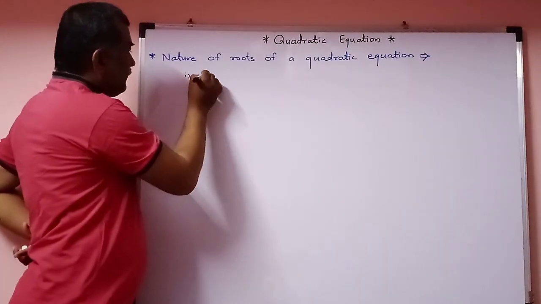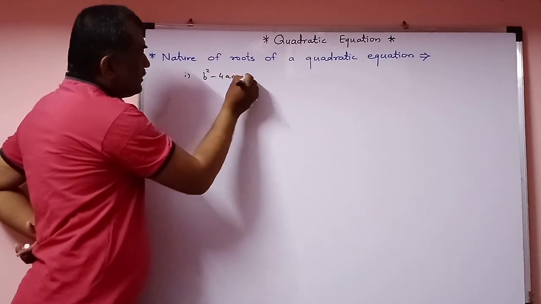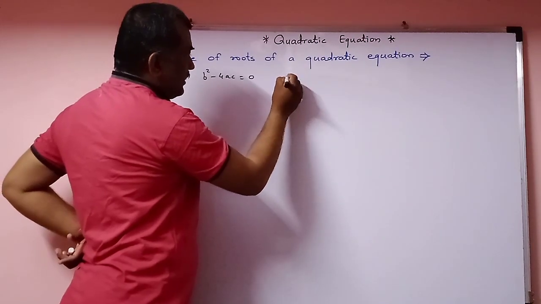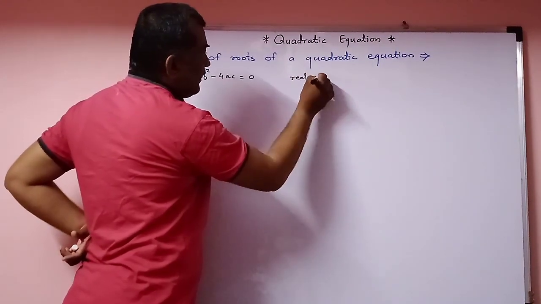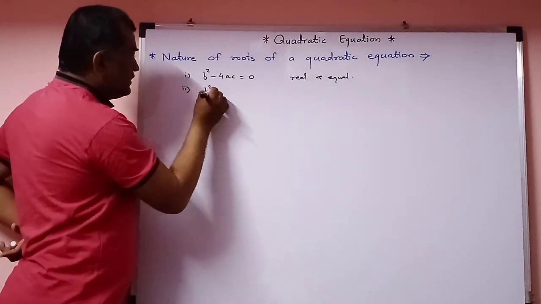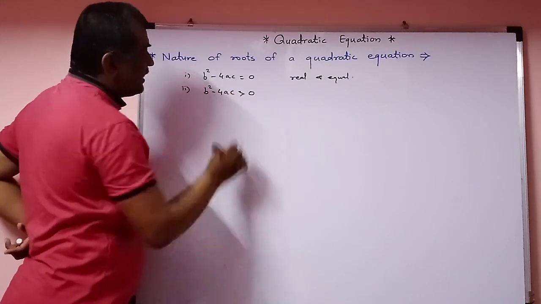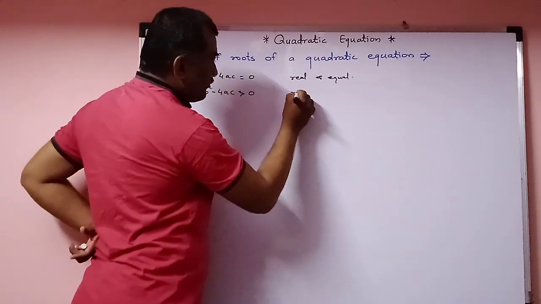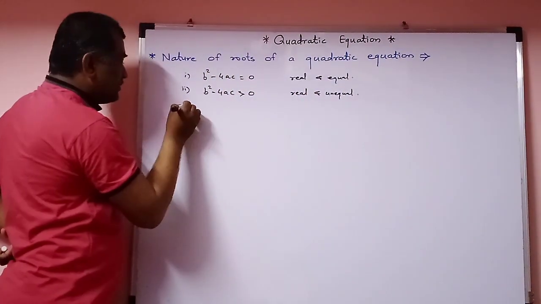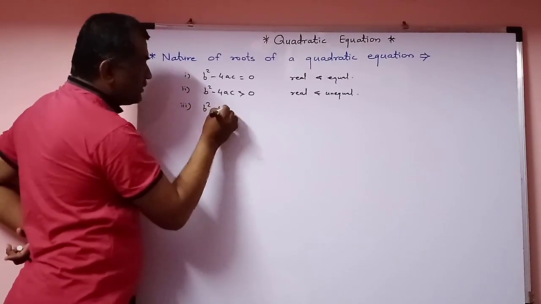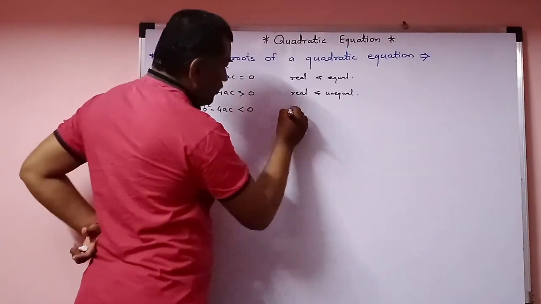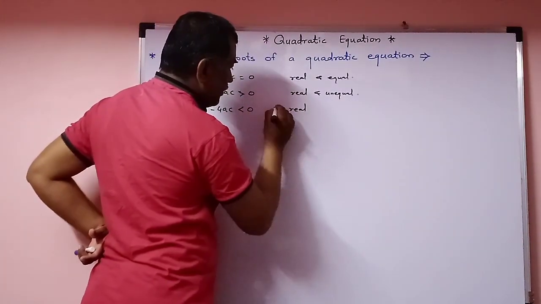Three conditions आपण पाहिल्या। फर्स्ट कंडिशन काय पाहिली पहा, b square minus 4ac is equal to 0. Then the roots of a quadratic equation are real and equal. त्यानंतर सेकंड कंडिशन आपण पाहिली पहा, b square minus 4ac is greater than 0. Then the roots of a quadratic equation are real and unequal. And third condition, if b square minus 4ac is smaller than 0, then the roots are not a real number, not real.